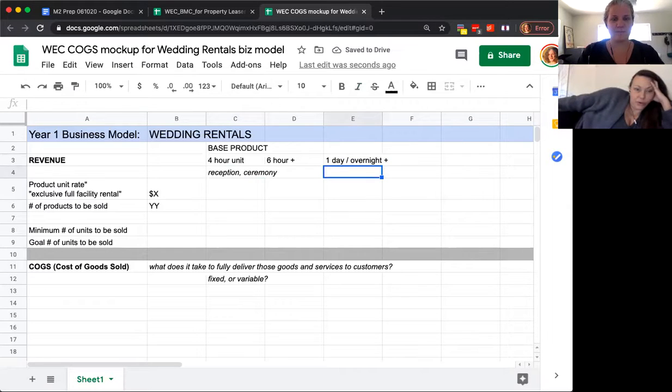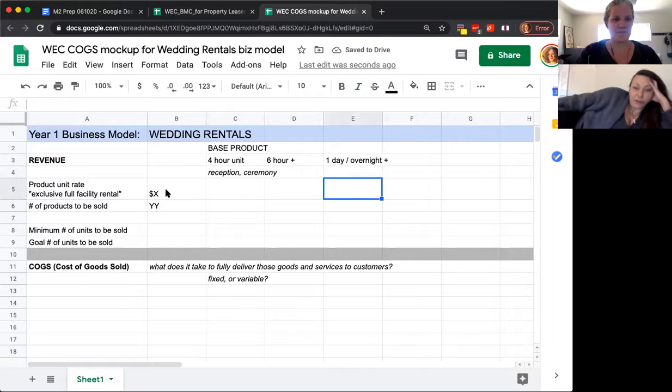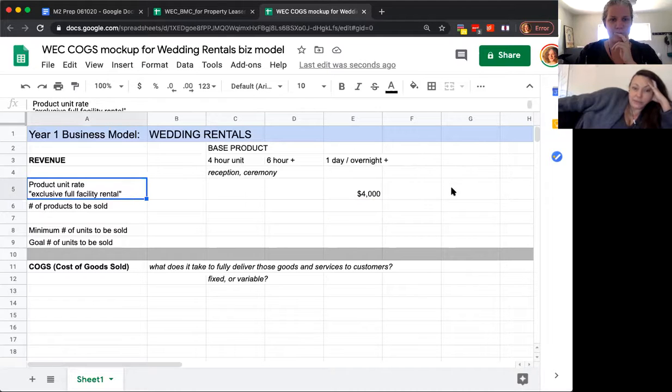So yeah, rates. Can we work backwards? Because I think what we have talked about in terms of an overnight for a 24-hour period is at 4,000. We may even be able to up that, but that's what we're thinking. So that would include the full facility plus the lodgings, typically for a 24 hour period. So you might arrive at 1 p.m., leave by 1 p.m. the next day.